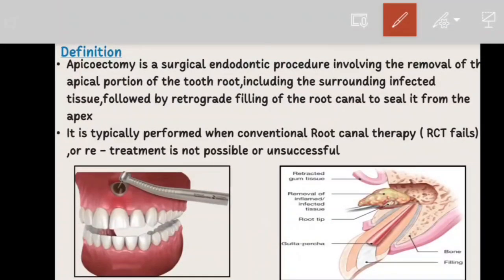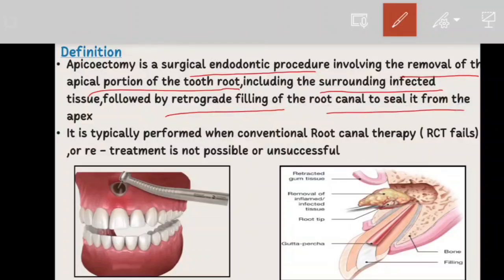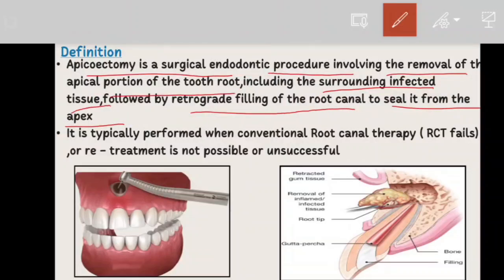So the definition. Apicoectomy is a surgical endodontic procedure which involves the removal of the apical portion of the tooth root, including the surrounding infected tissue, followed by the retrograde filling of the root canal to seal it from the apex. In simple words, apicoectomy is a minor surgical procedure.